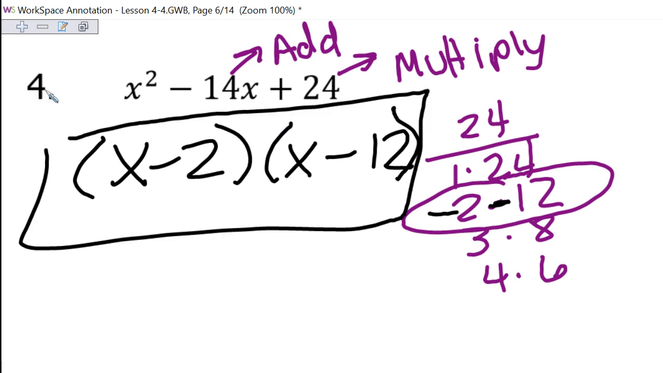And how could you check your answer? Double distribute. So x times x is x squared. This would give me negative 12x. Negative 2x gives me the negative 14x. Negative 2 times negative 12, positive 24. So you can always check your answer by double distributing.